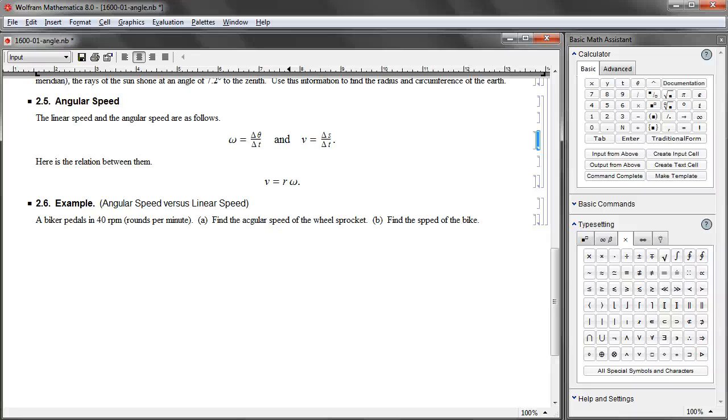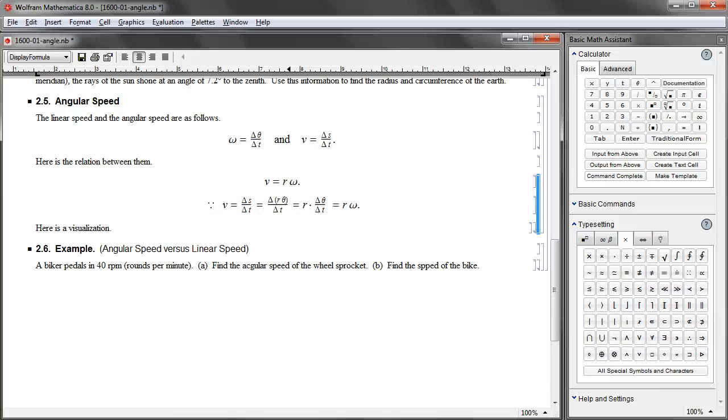Now what is the relationship between one and the other? Here it is, v equals r times omega. Why? Well, here's a quick proof. V is given by delta s over delta t, the difference of arc length. And what is s? R times theta. And r, the radius, stays the same. So factor this out, then we have r times delta theta over delta t, and that's r times omega. That's the proof actually.